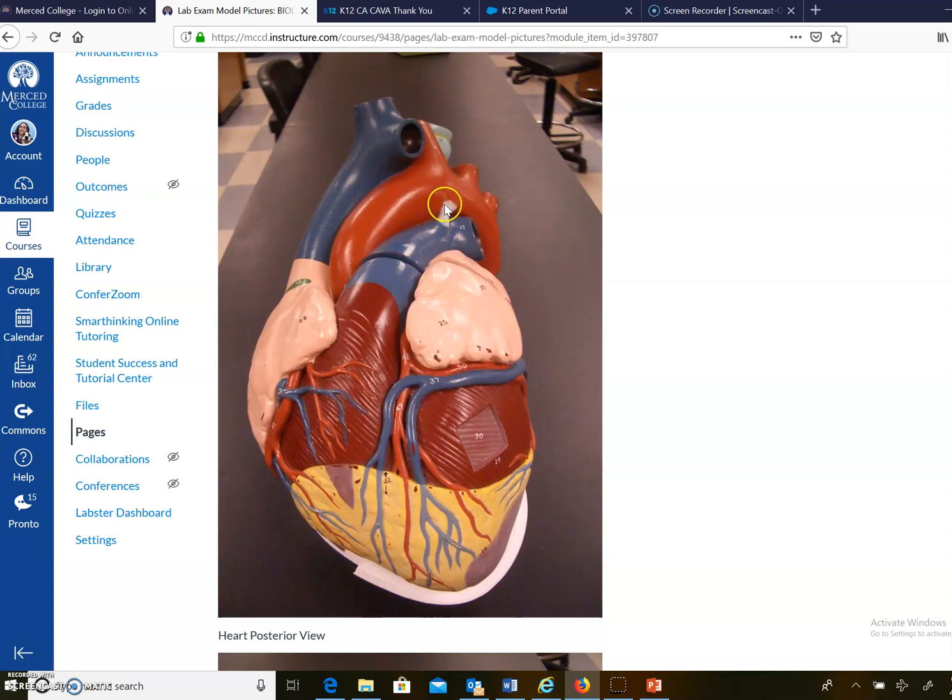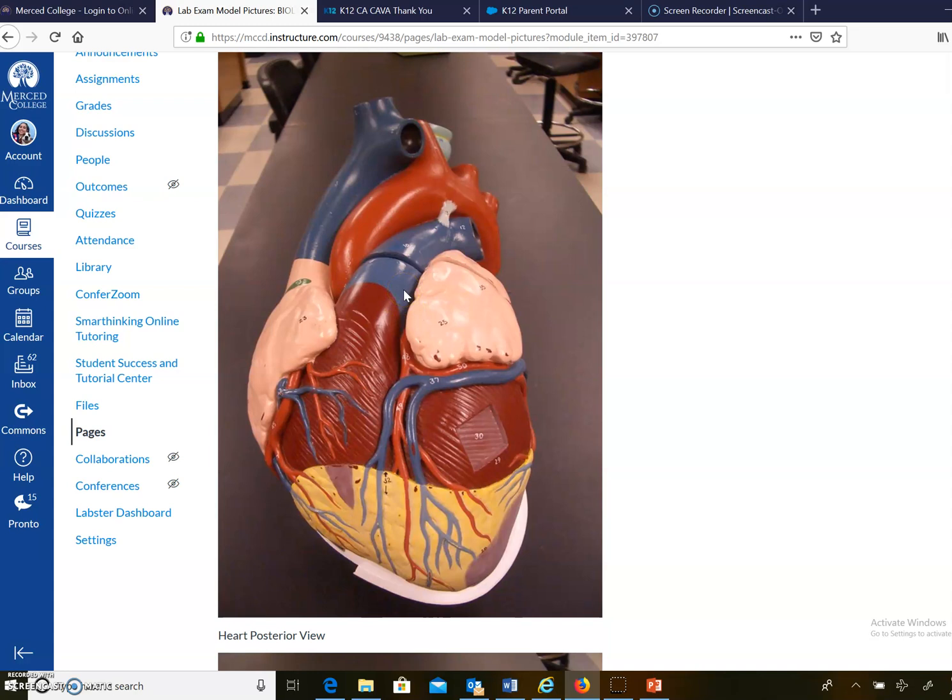This little component right here is a ligament. You don't need to worry about the name of that ligament right now, but just be aware that that's a ligament that holds the aorta in place, associated with the left pulmonary artery leaving the right ventricle here. Here's the right ventricle. Remember, an artery is always identified as blood leaving the heart. A vein is always blood coming into the heart.